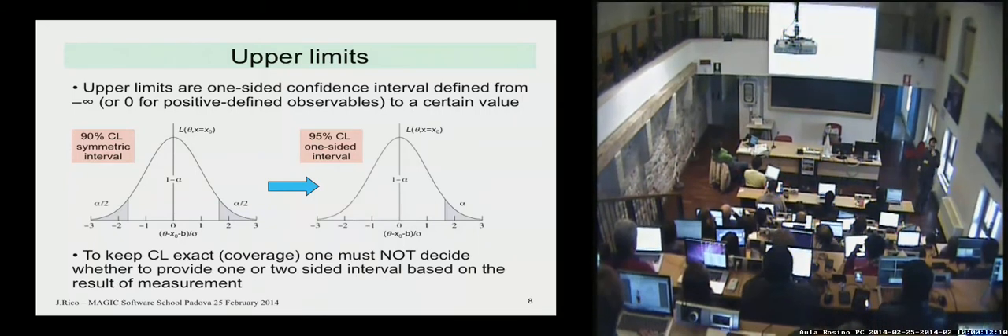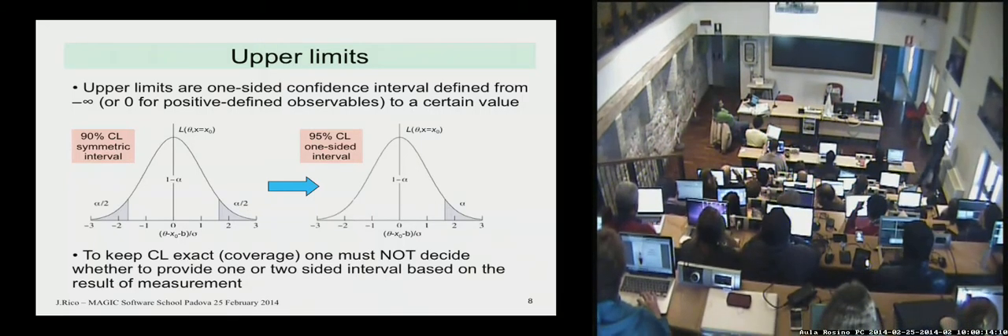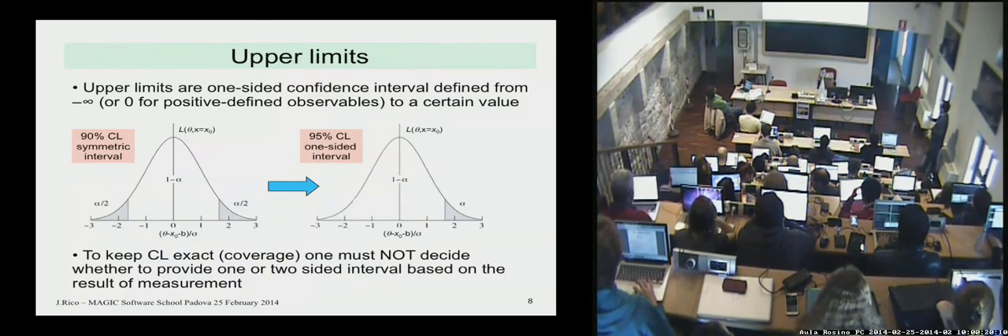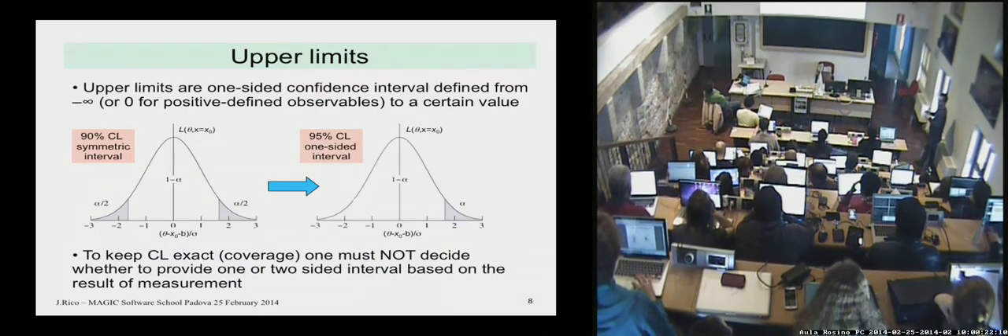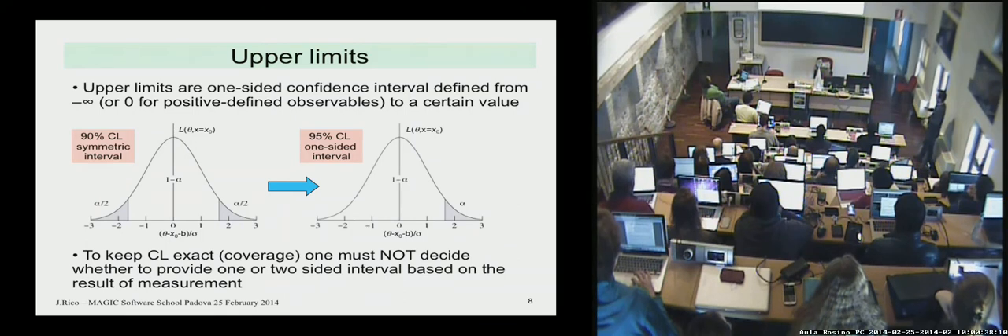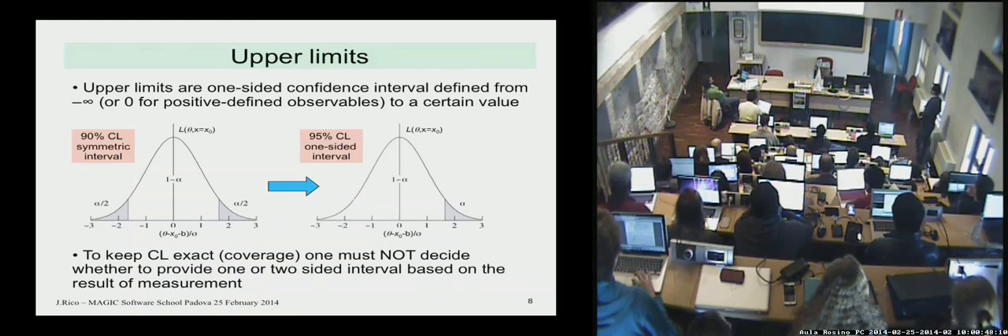Now, upper limits are confidence intervals which are defined from -infinity, or 0 for positive defined observables, up to a certain value that defines our upper limit. So what I was showing before defines symmetrical intervals, where, with respect to the center, the tails that are integrated away are at the same distance from the mean value, whereas the one-sided interval, which is what we normally use for upper limits, is just integrating out the upper tail of the likelihood.